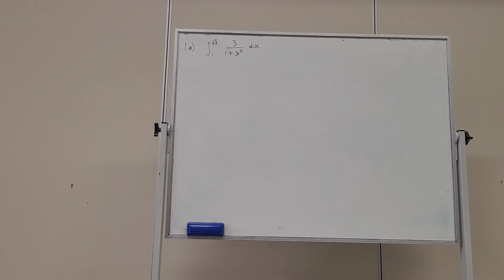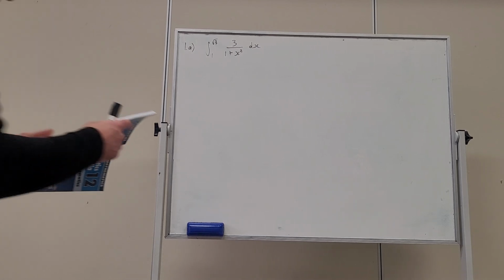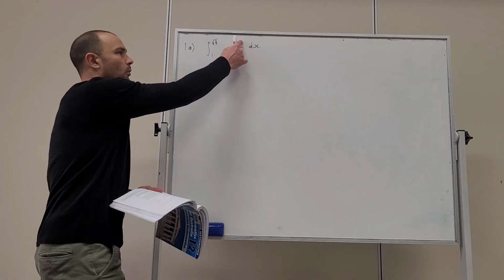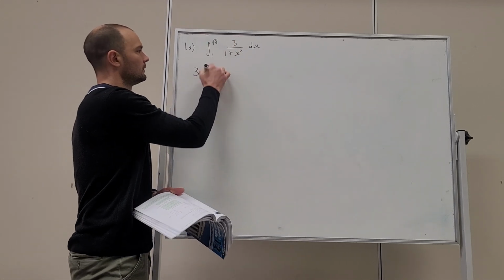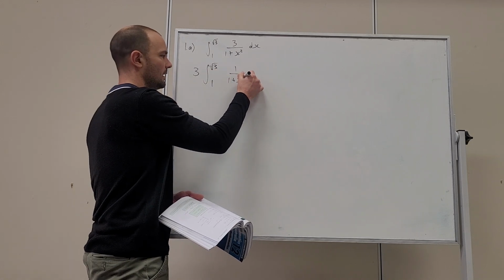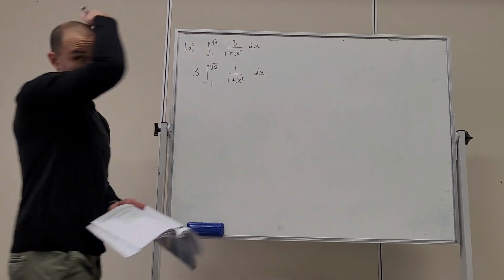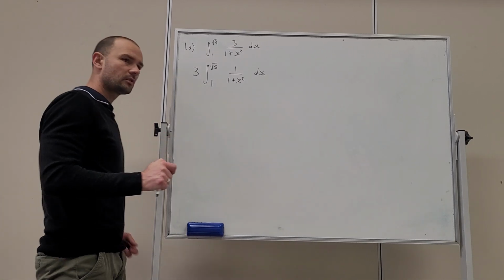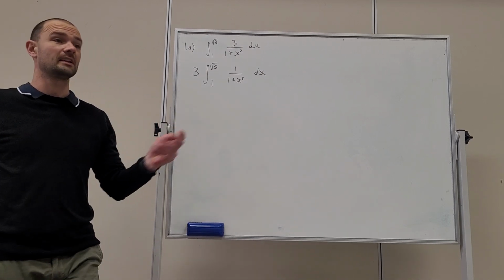So if I flick to 7B, integrating to the inverse trig functions, we can see 1 on top of 1 plus x squared goes to arctan of x. So I'm going to pull that 3 out front. We have the integral from 1 to root 3 of 1 on top of 1 plus x squared, and now this goes to arctan of x. Now, we could just type that into our calculator. However, most of the time with these questions it says solve this definite integral exactly.